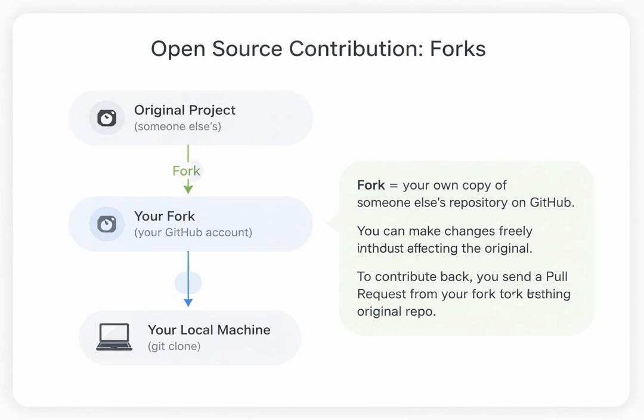The maintainers of the original project review your PR and decide whether to merge it. This is exactly how open source collaboration works at scale. Thousands of developers contributing to projects they don't own through forks and pull requests.